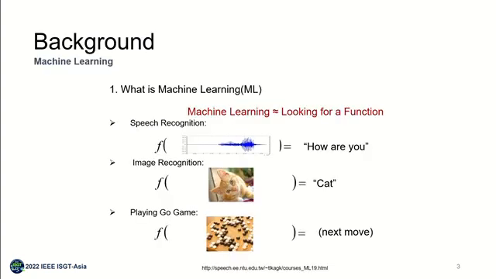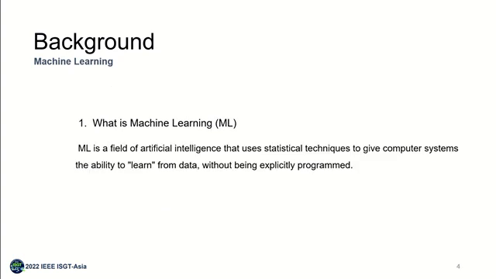The main task of machine learning is to look for a function to approximate the nonlinear relationship with the help of deep neural networks and reinforcement learning. Machine learning has been applied to speech recognition, image recognition, and the game of Go. What is machine learning? Machine learning is the field of artificial intelligence that uses statistical techniques to give computer systems the ability to learn from data without being explicitly programmed.